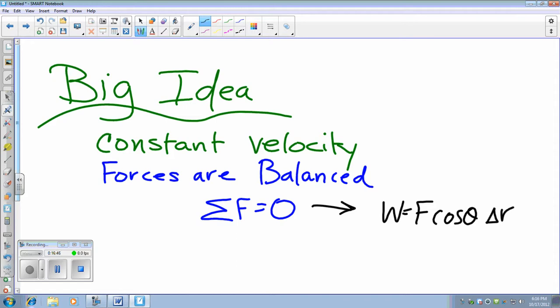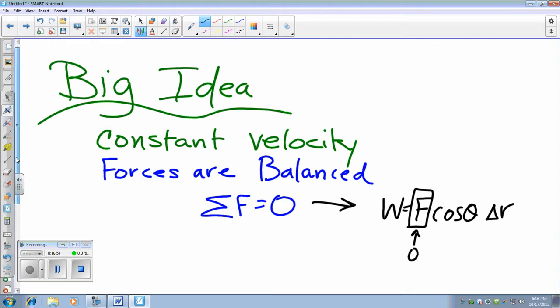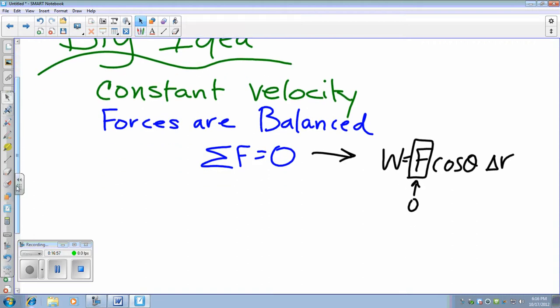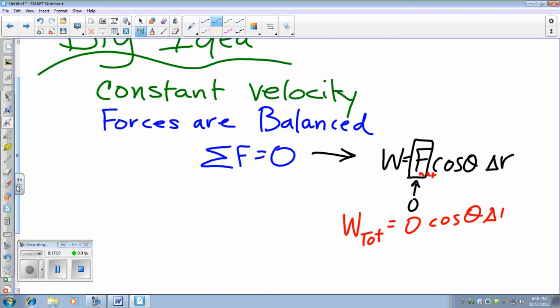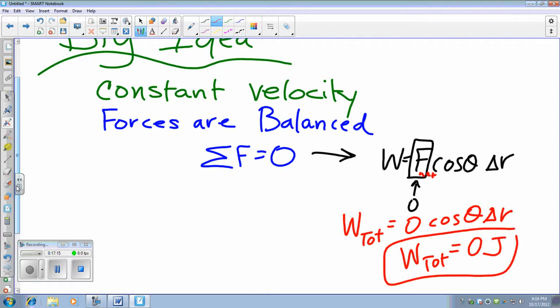And if force is equal to zero, for the total force, then that means that the total work done is also equal to zero. So this is like talking about the total work is going to be equal to the F net, which in this situation would be zero. Cosine, doesn't matter what the theta is, doesn't matter what the distance is, because the total work here is equal to 0 joules. Intriguing, intriguing. So if it has a constant velocity, that means the forces are balanced, which means that the total work done on the system is going to be equal to 0 joules.